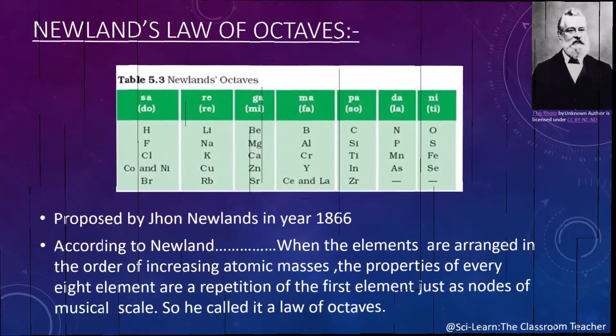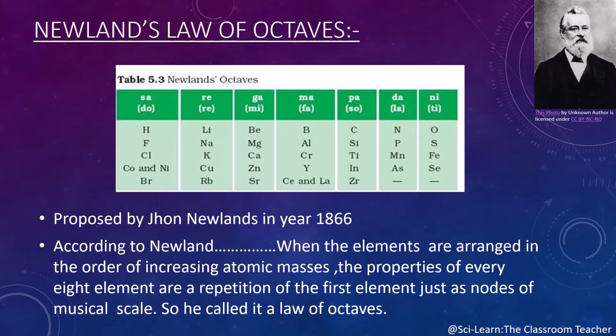After Dobereiner, the next remarkable work was performed by John Newlands in the year 1866. That is called Newlands' law of octaves. Octave means 8. It is totally based on musical notes. As you know, in Indian classical music, the 7 notes are there: Sa, Re, Ga, Ma, Pa, Dha, Ni. The eighth note is the repetition of the first one.